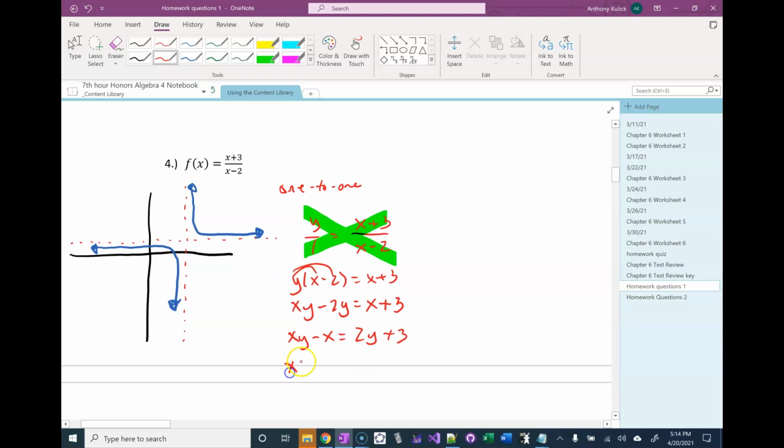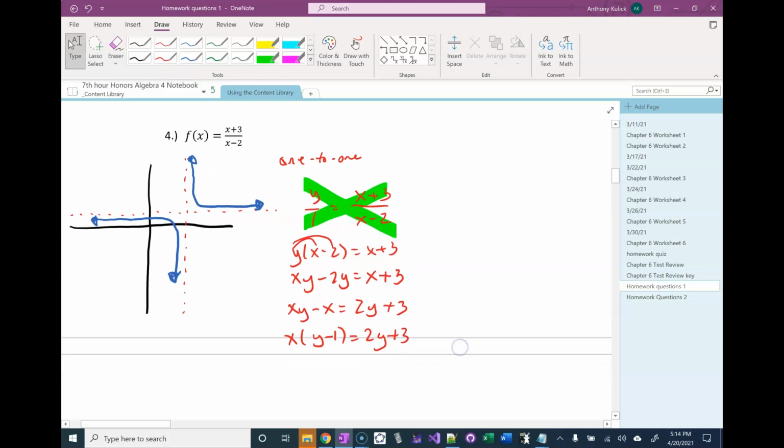I can factor out a greatest common factor of x from the left-hand side to get x in one place, and then divide both sides by y minus 1. And then I'll swap out the x's and y's. And then I can say my inverse then is 2x plus 3 over x minus 1.